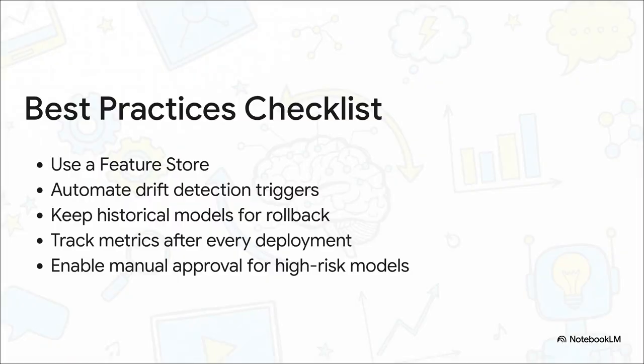So let's wrap this section up with a quick checklist for success. Use a feature store to keep things consistent. Fully automate your triggers. Always keep old models around for rollback and auditing. Track your key metrics relentlessly after every single deployment. And, for those really high-risk, mission-critical models, maybe think about adding a human in the loop for one final manual approval.